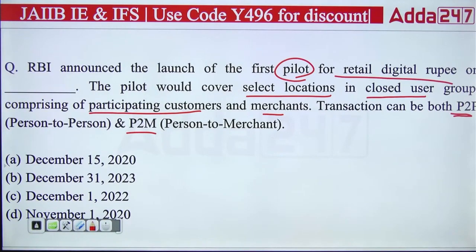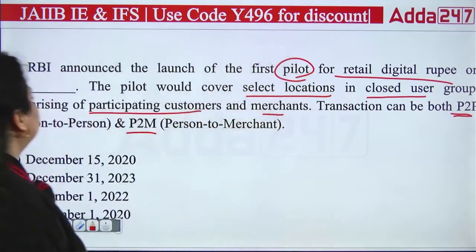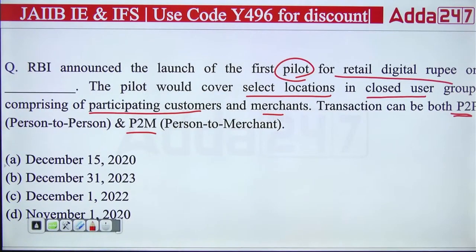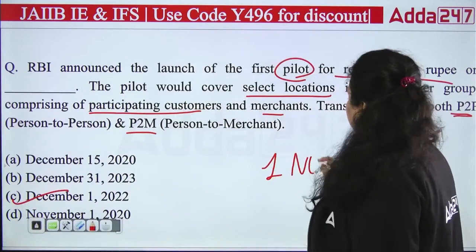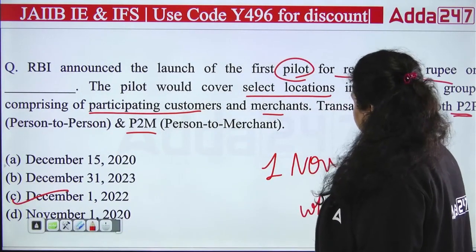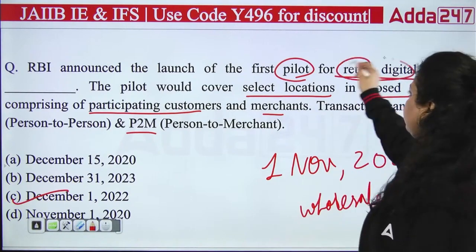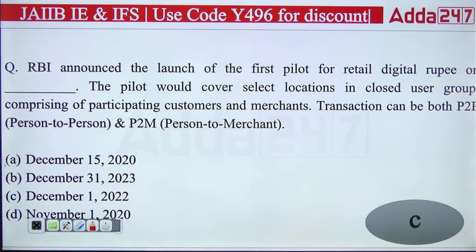So retail digital rupee, that is CBDC, central bank digital currency, was announced to be launched on a first pilot basis by Reserve Bank of India in which particular date? December 15, 2020, December 31st, 2023, December 1st, 2022, or November 1st, 2020? Out of these, which is the date on which we introduced the retail digital rupee? The right answer is December 1st, 2022. Right answer is C. The wholesale digital rupee was introduced by RBI on 1st November 2022 for the wholesale, and after 1 month it was started for the retail as well. So the right answer here is option C.